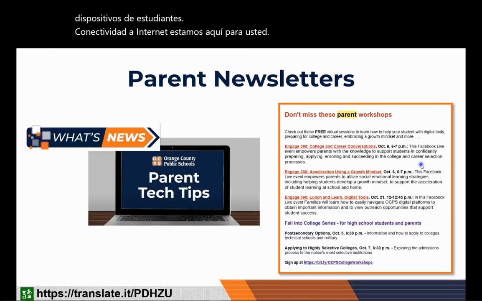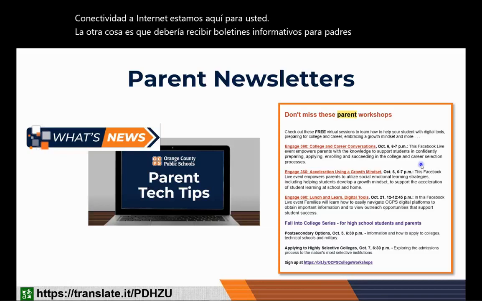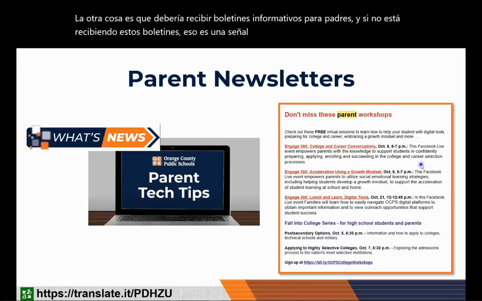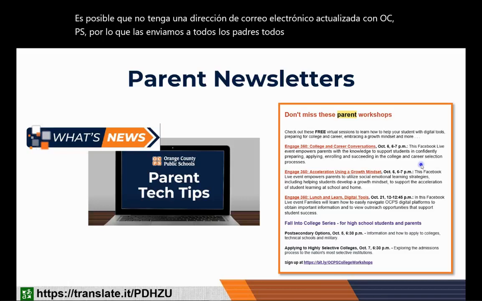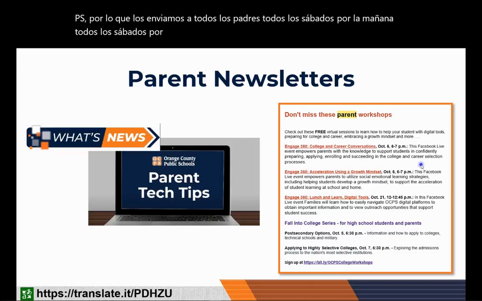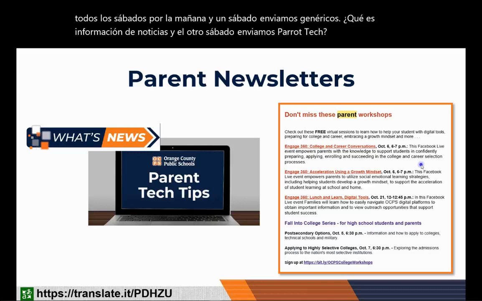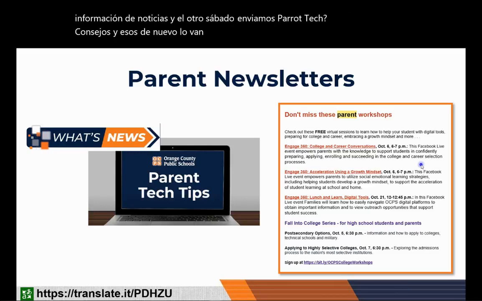The other thing is you should be getting parent newsletters. And if you are not getting these newsletters, that is a sign that you might be out of the loop. You might not have an updated email address with OCPS. And so we send these out to all parents every Saturday morning. Every Saturday morning. And on one Saturday, we send out generic what's news information. And on the other Saturday, we send out parent tech tips. And those again are going to the email address that is on file in Canvas.